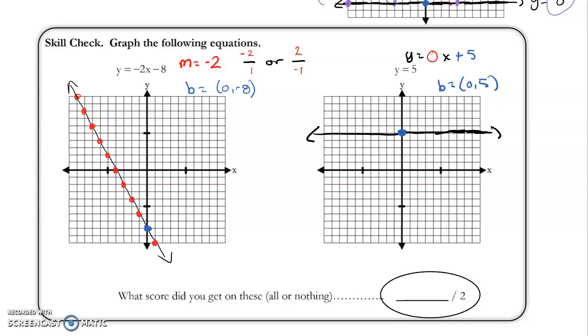Alright, so we could rearrange this. This is y equals 0x plus 5, but we don't need the 0x there because 0 times anything is 0. That's why it's just y equals +5. So it's a horizontal line through 5 on the y-axis.